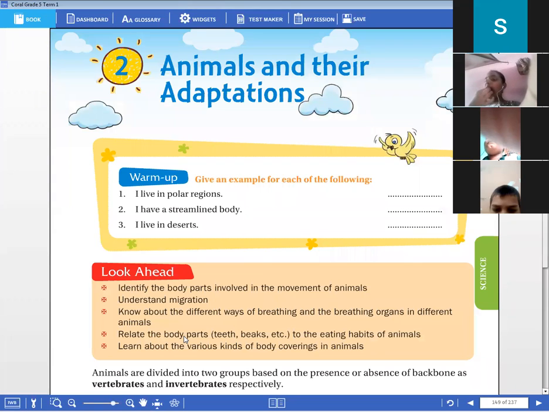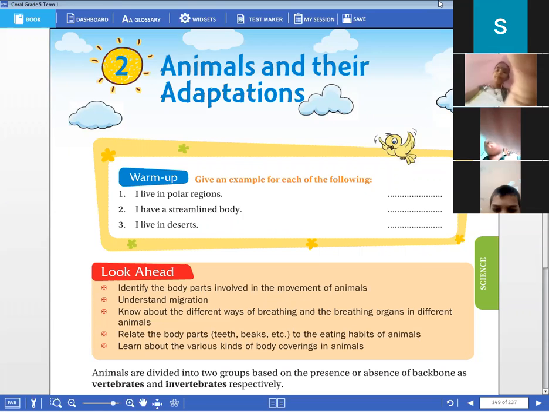Give an example for each of the following, children. They have given some specifications or clues. With the help of them, you have to write the name of the thing or animal which they are asking about. Okay, let's see the first question, children.